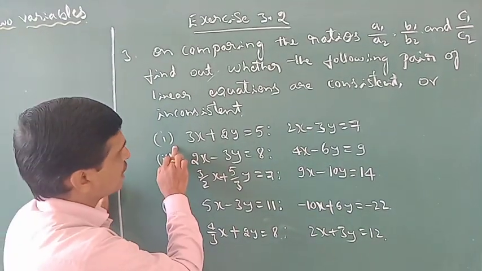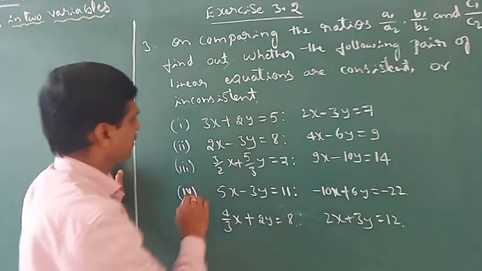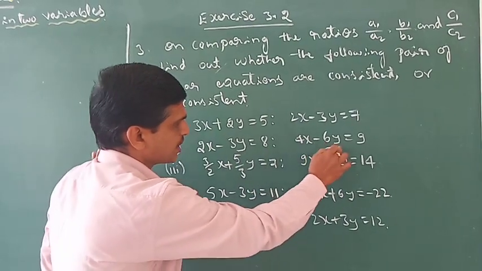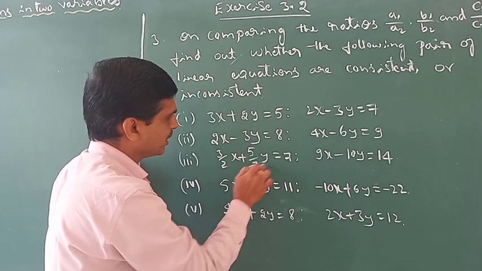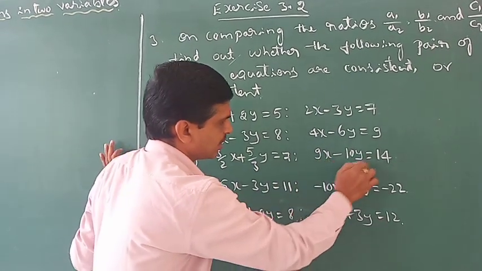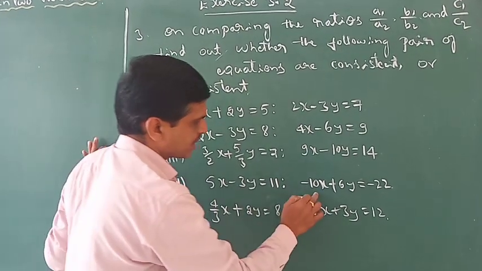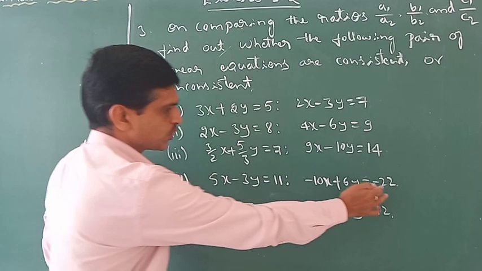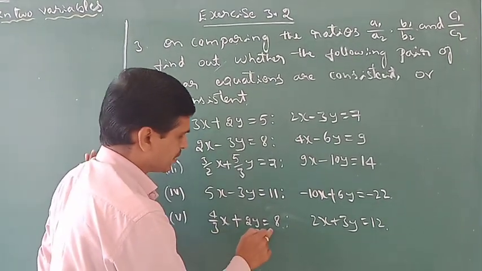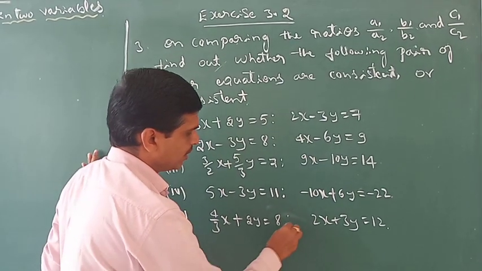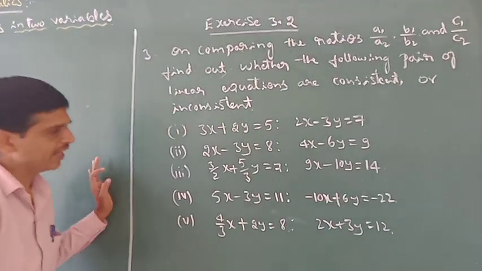Here equations are given: 3x plus 2y is equal to 5, 2x minus 3y is equal to 7. These two are a pair. 2x minus 3y is equal to 8, 4x minus 6y is equal to 9. These two are a pair. Third one, 3 by 2 into x plus 5 by 3 into y is equal to 7, and 9x minus 10y is equal to 14. These two are a pair. 5x minus 3y is equal to 11, and the fourth one, minus 10x plus 6y is equal to minus 22. These two are a pair. Fifth one, the last one, 4 by 3 into x plus 2y is equal to 8, and 2x plus 3y is equal to 12. So these are considered pairs of linear equations.